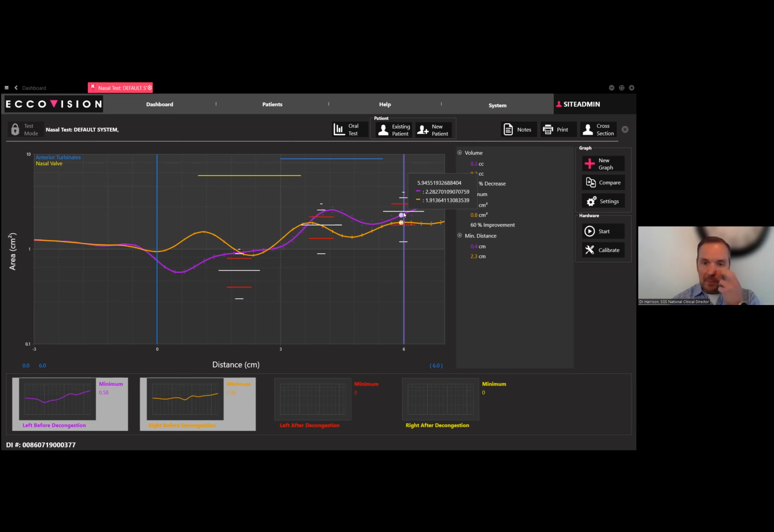What else can I talk about here? Do you have any other questions on the rhinometry? No, I think the rhinometry is pretty straightforward for the most part. I'm glad we're able to share this graph and everything with everybody so they know exactly what it is.